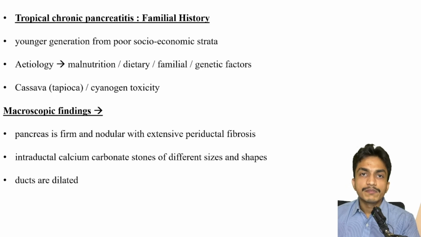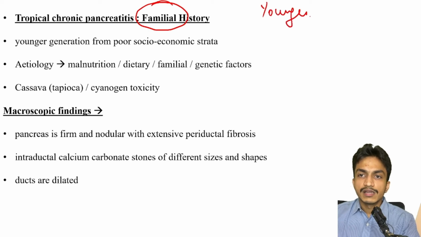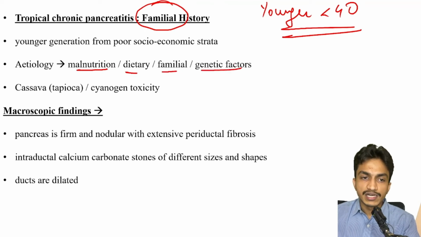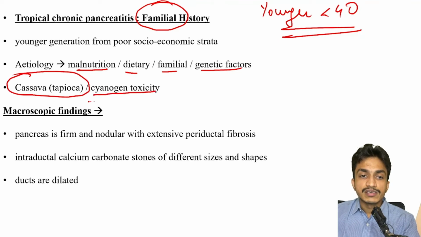Now tropical chronic pancreatitis. It is a topic I have taken because they have asked a question which we may sometimes miss in the chapter on tropical infestations and infections, because other than that we can still answer every question. Usually tropical chronic pancreatitis has a familial predisposition. It occurs in a younger patient, nearly less than 40 years of age. It is associated with malnutrition, dietary, familial or genetic factors, associated with cassava ingestion, which leads to pancreatitis because of the cyanogen involved, leading to cyanogen toxicity.